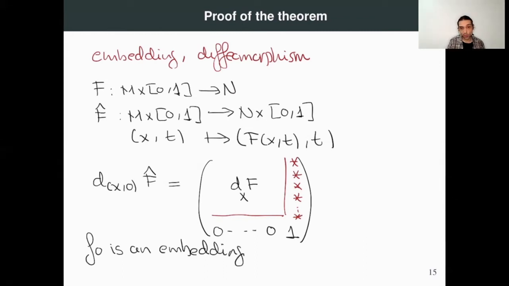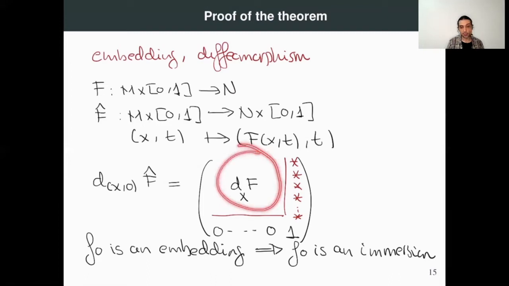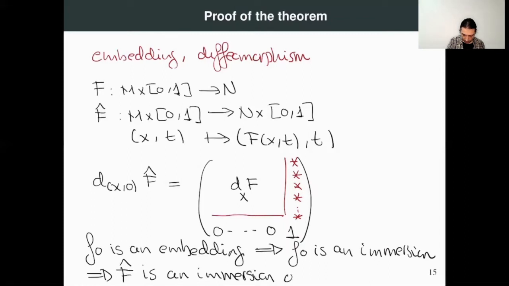because we are assuming that it's an embedding and we want to show that ft is also an embedding if t is close to 0. In particular, f0 being an embedding, it's also an immersion. And this implies that the columns of this matrix over there are actually independent. So when we add this column over here, since all the coefficients in this last line except the last one are equal to 0, then we get that all the columns of this matrix are linearly independent. So in particular, that implies that hat capital F is an immersion at the point (x,0).